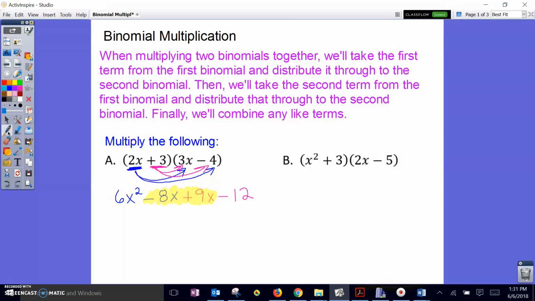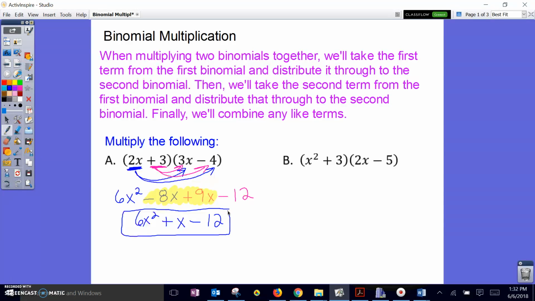And so the 6x squared stays the same. And we've got a minus 8x and a plus 9x. Those combine to make a plus 1x. And then we still have a minus 12. And this is the value that we get when we multiply 2x plus 3 times 3x minus 4.